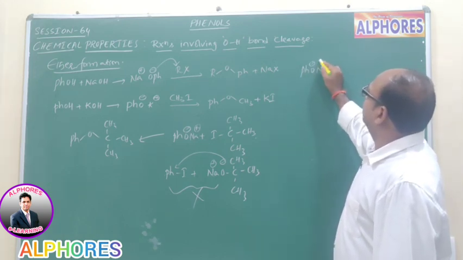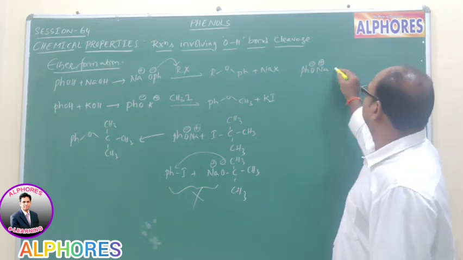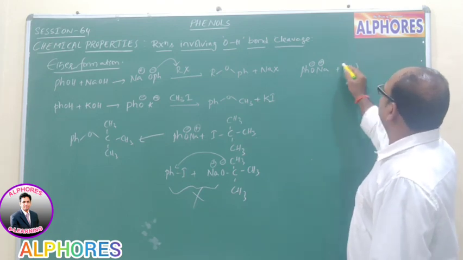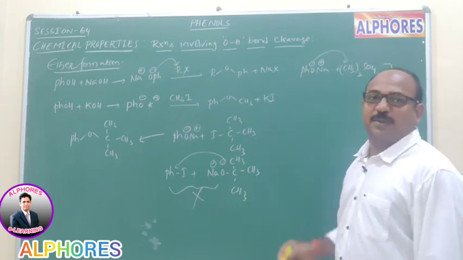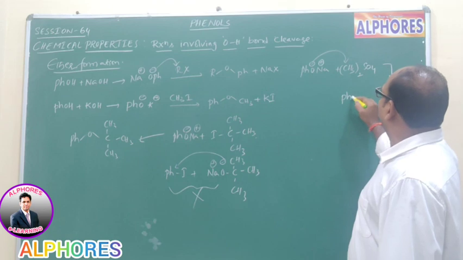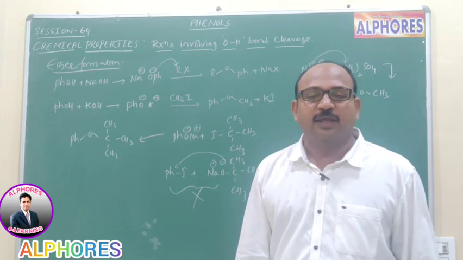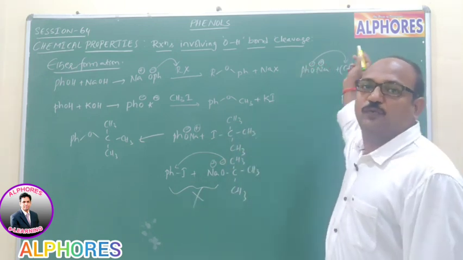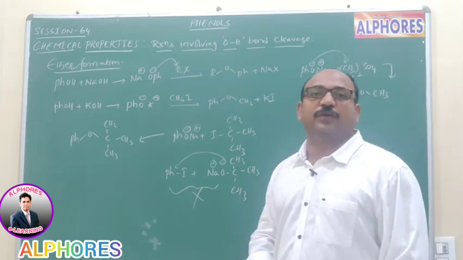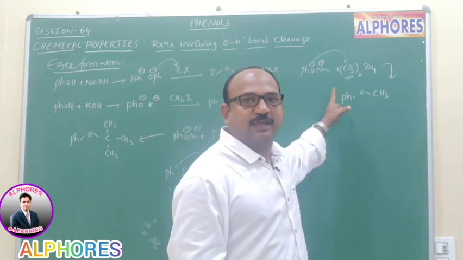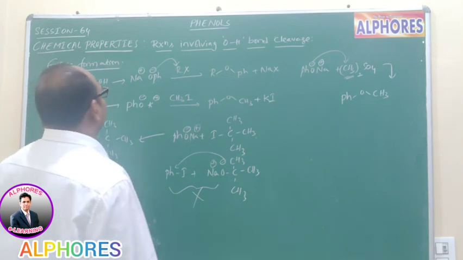We can also prepare ethers from sodium phenoxide upon reaction with dimethyl sulfate, (CH3)2SO4. Here PhO minus attacks one of the methyl groups, and then we can prepare PhOCH3. If we consider diethyl sulfate, in such a case we can prepare ethyl phenyl ether. If you are using dimethyl sulfate, we get methyl phenyl ether, and if we consider diethyl sulfate, we get phenyl ethyl ether. Next one.